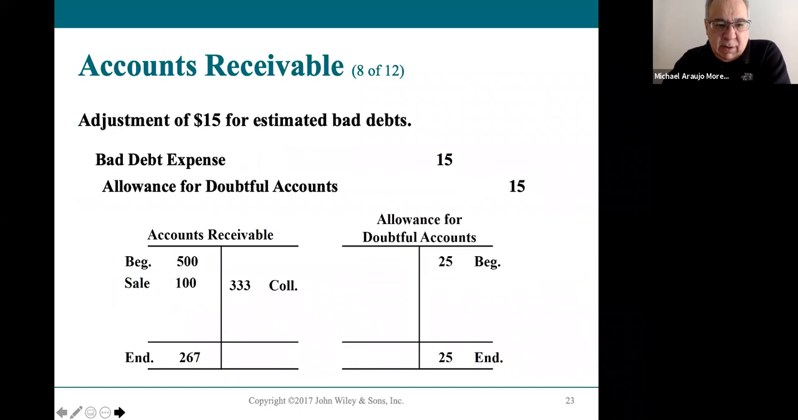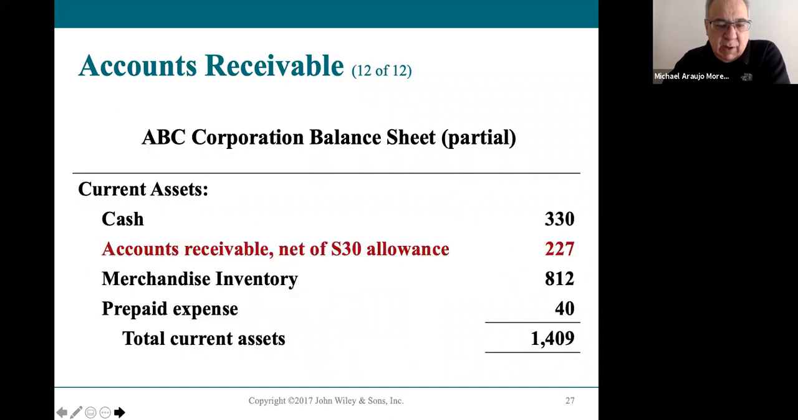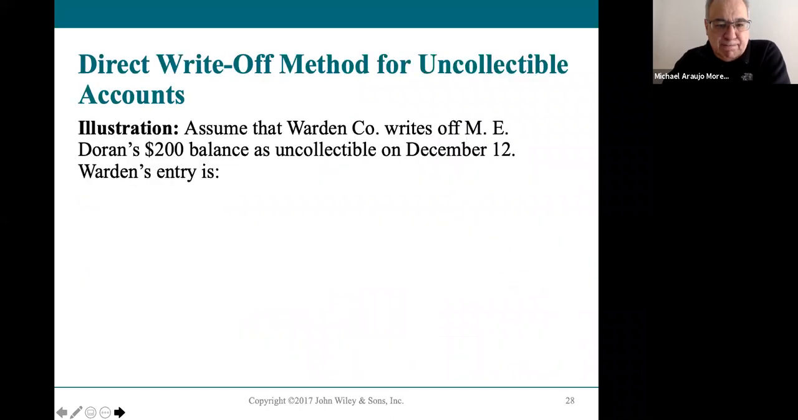All right, so I'm going to move through this to look at the difference between how we actually do the entries for this. So again, for smaller companies that are not required to use GAAP, they can simply directly write off any uncollectible account as bad debt.